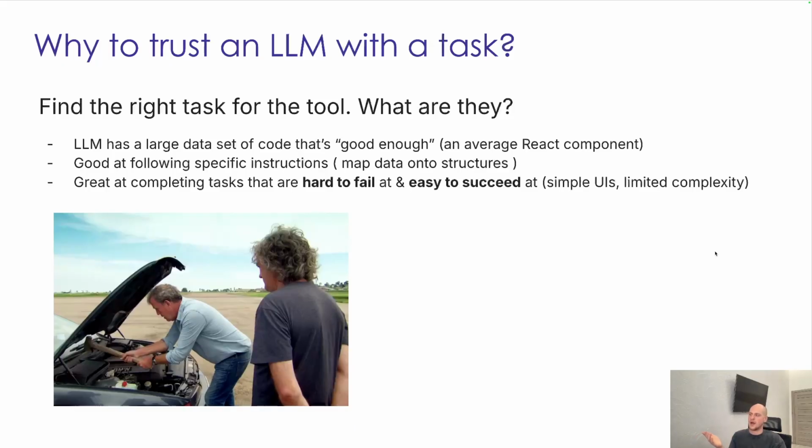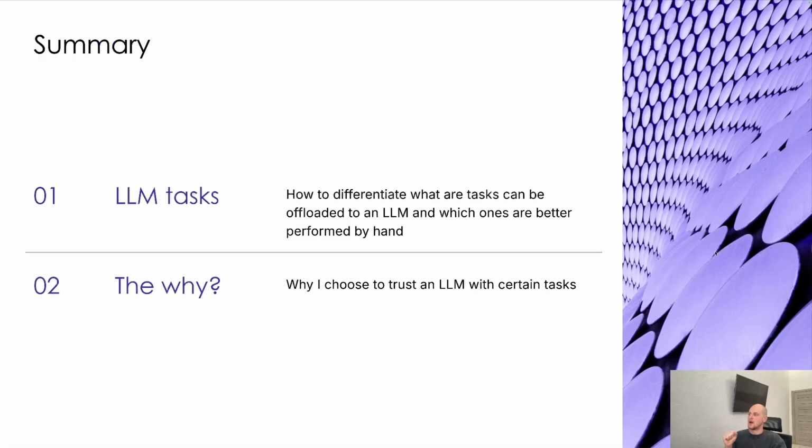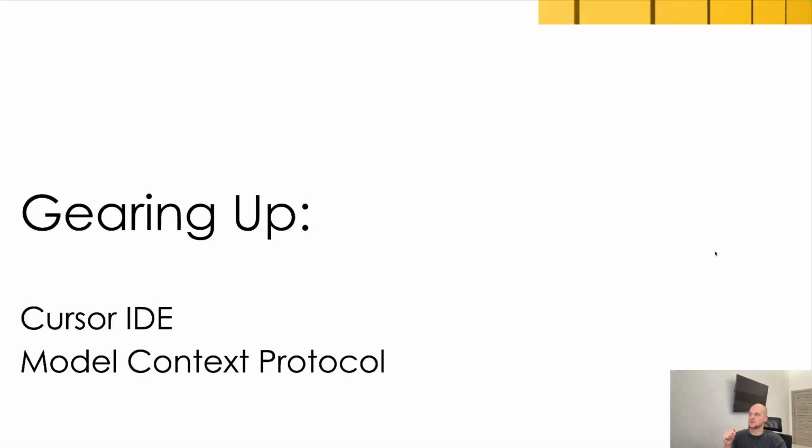Basically, I want an LLM to handle tasks that are hard to fail and easy to succeed at. And even if it does fail, it will be easy enough for me to do the manual change after that. So this is basically the summary of the first chapter. I covered the tasks that I want an LLM to handle and those that I want to keep away from it, and why I still choose to trust an LLM with these tasks.